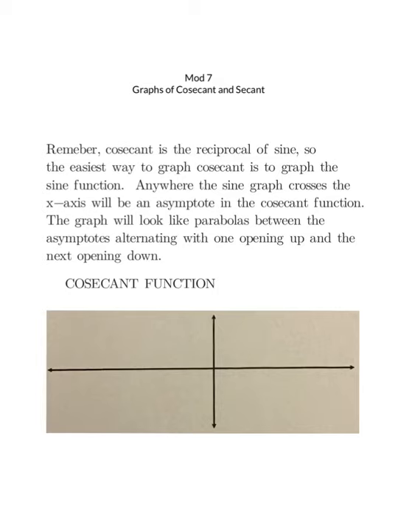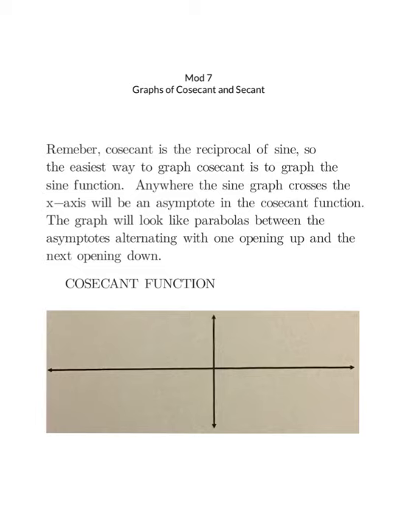Remember that cosecant is the reciprocal of sine. So the easiest way for us to graph the cosecant is to go ahead and graph the sine function. Anywhere that the sine graph crosses the x-axis will be an asymptote in the cosecant function. Then the graph of the cosecant function will look like parabolas where one opens up and the next one opens down between the asymptotes that you have found.